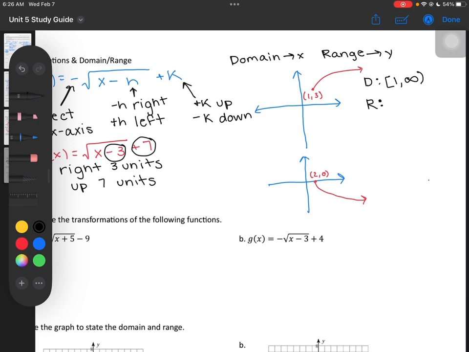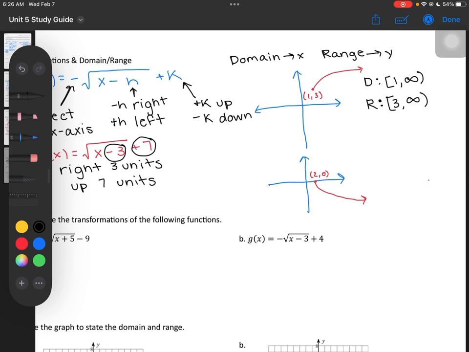And then we're going to think about it the same way, but for range. So here I see that my lowest y value is 3. So I'm going to start at 3 with a bracket. And my y's are going to continue increasing this entire time because the entirety of my line is above that y value of 3. So my range is going to be from 3 to infinity, again using a parenthesis next to the infinity sign.